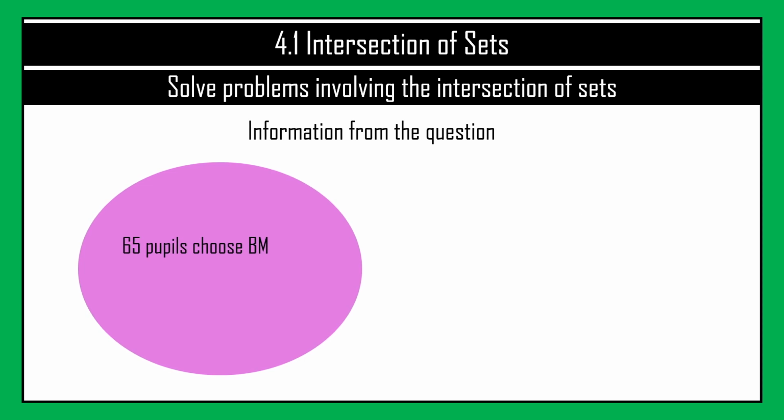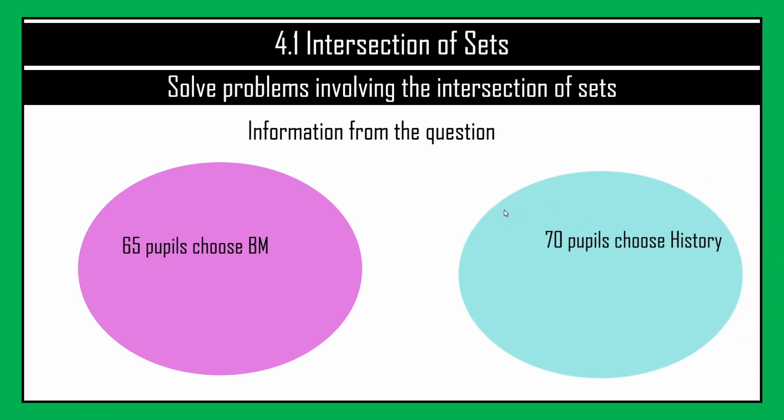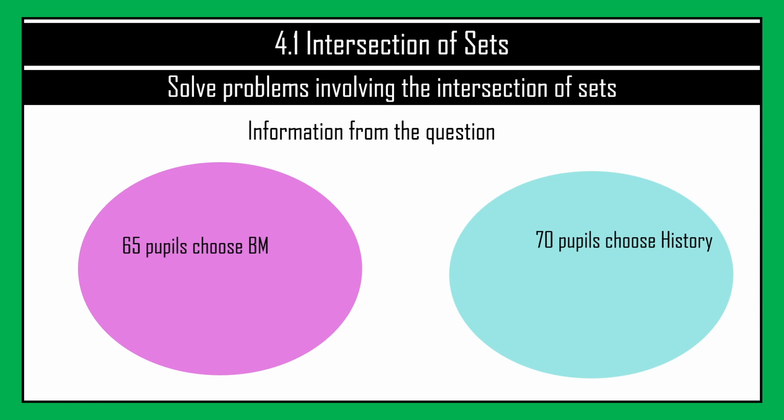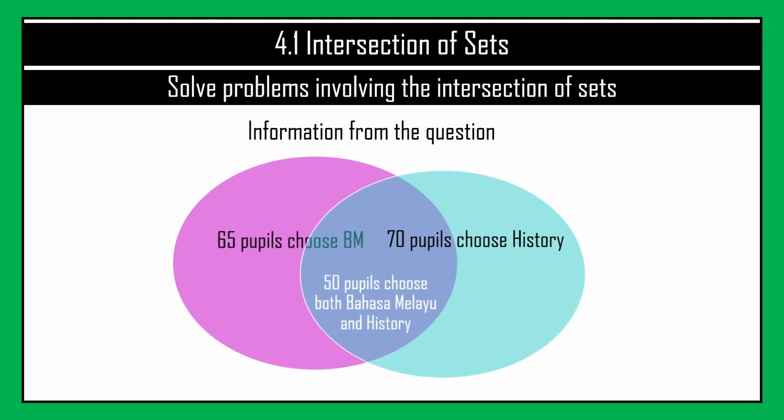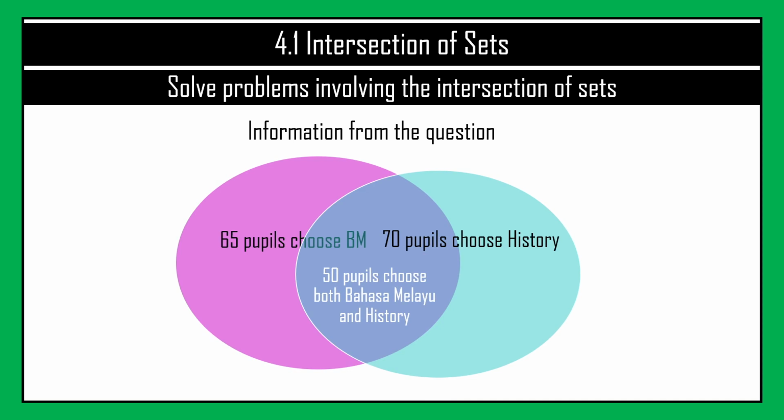Okay, I'm going to use a magenta color, which is the pink purple, to represent BM. So there are 65 of them. And then we are going to choose the blue circle to represent history, which are 70 of them. And if you remember, in the question there is a part that says both BM and history. So I'm going to combine them and overlap the area to represent 50 students.